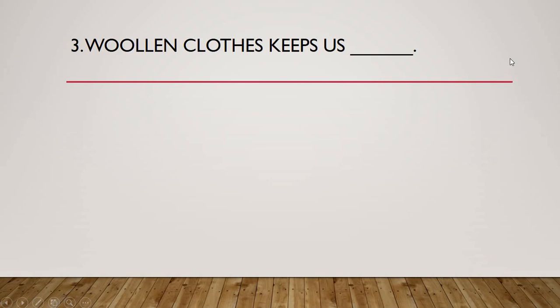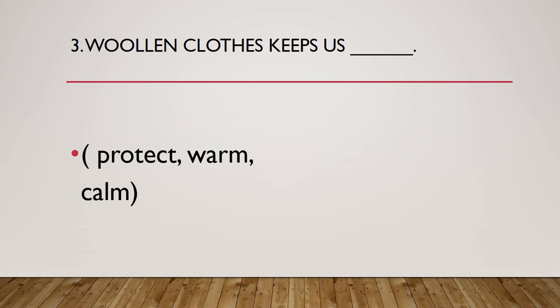Woolen clothes keeps us dash. It keeps us healthy? No. Then here are the options: protect, warm, calm. What role does it play? Protect. Obviously, each cloth is made to protect human beings from some or the other thing. It is used to protect us from the heat, from the sunlight, from the cold, everything. But specifically here, woolen clothes are asked about. The question is, woolen clothes keeps us dash.